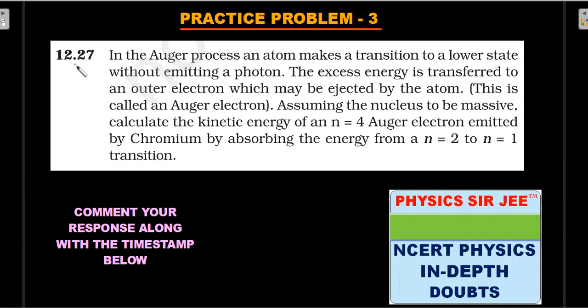This is from chapter 12, 27th question. Very interesting question. And especially JEE will be very much interested in such type of questions which involve Nobel Prize winning phenomena. Auger process by a person called Auger. I'm maybe pronouncing his German name wrong, so sorry for that, but the process is very nice. Read this question, comment your response along with the timestamp below. I'm pretty sure sometime in the future, this question definitely will be touched upon by JEE Mains or Advanced. Okay, so I'll be eagerly waiting for your response along with the timestamp. I'll take it up in the NCERT in-depth doubt series.